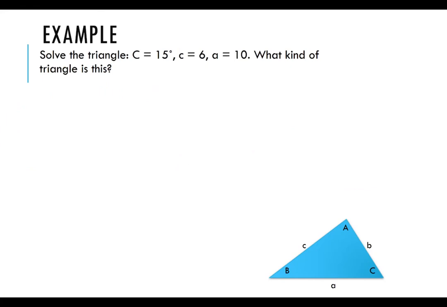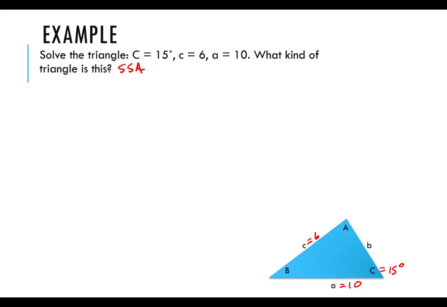Alright, let's try another. We have C is 15 degrees. We have side length c is 6. We have side length a is 10. Alright, so recognize once again this is side, side, angle. And so side, side, angle, we can probably take a wild guess as to what our next situation is going to be. But let's try it out.